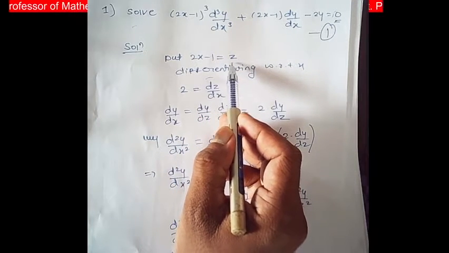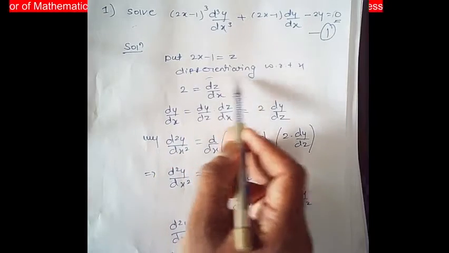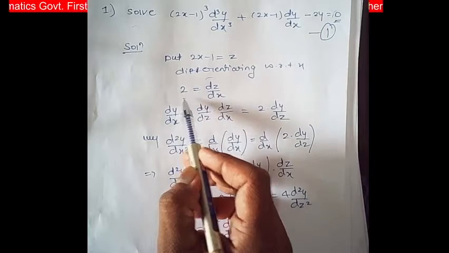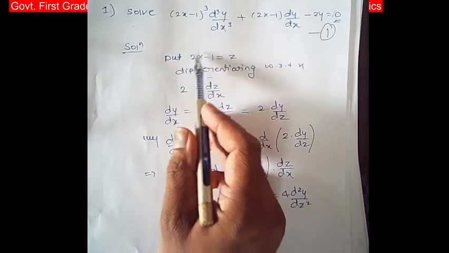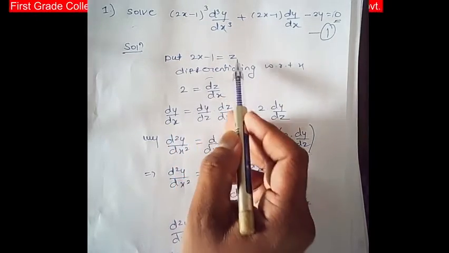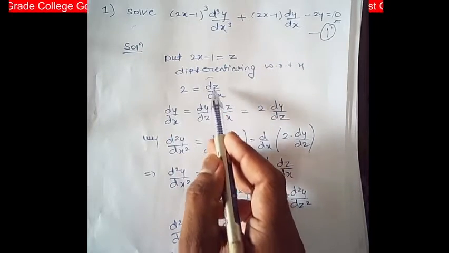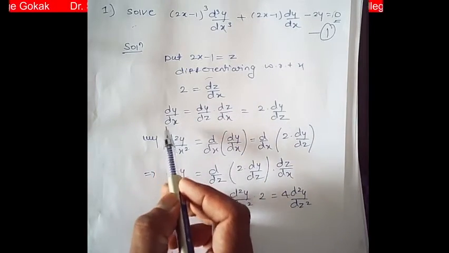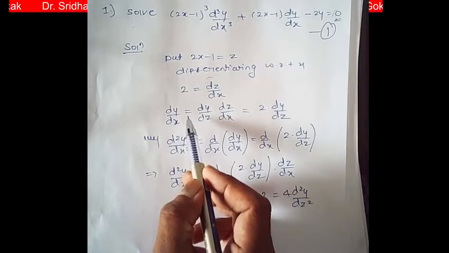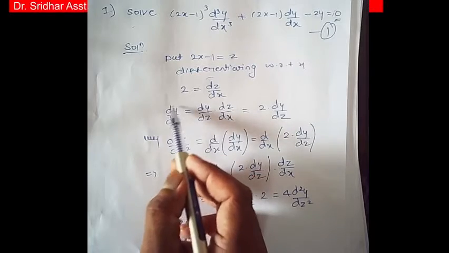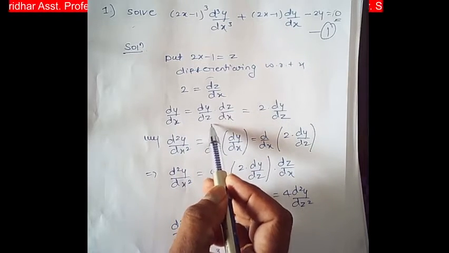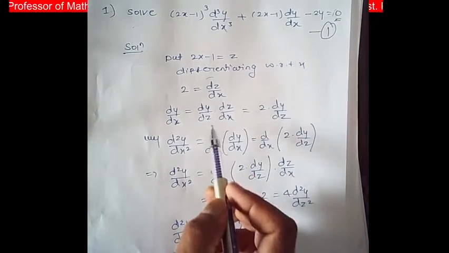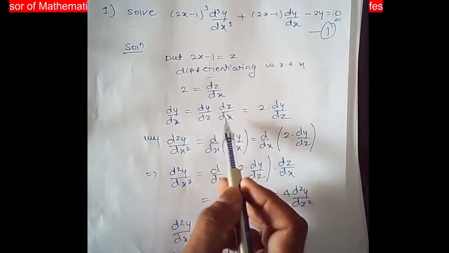Then differentiating with respect to x both sides, we get 2 equal to dz by dx. Now we find dy by dx. So dy by dx can be written as dy by dz into dz by dx. So that dz cancels, again it becomes dy by dx.